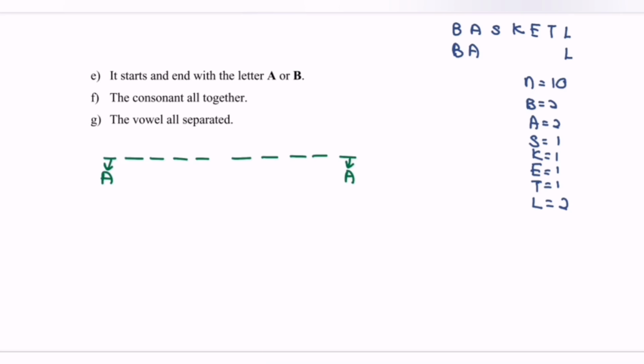So here we will have 1 for the selected A. At the end, we also have 1 for another A. So here will be the situation. So in between the A's, we have the situation.